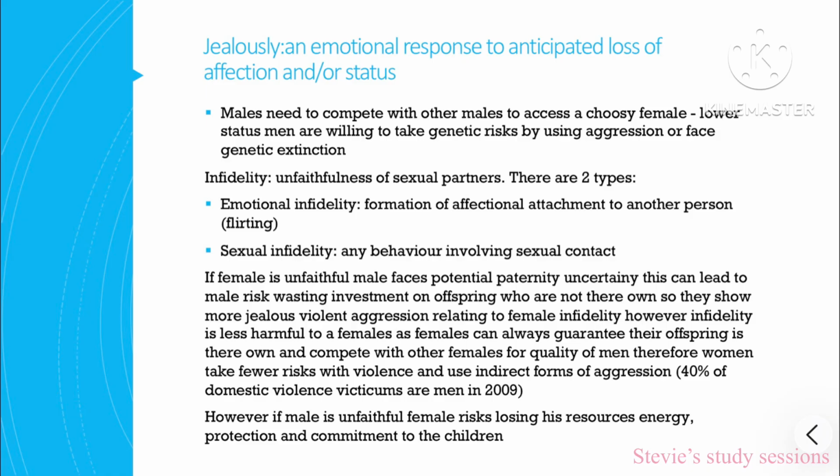However, infidelity is less harmful to females, as females can always guarantee that the offspring is their own. Females do have to compete, however, for quality of men. Therefore, women take fewer risks with violence and use indirect forms of aggression. 40% of domestic violence victims are men, 2009. However, if a man is unfaithful, females risk losing his resources, energy, protection, and commitment to the children.